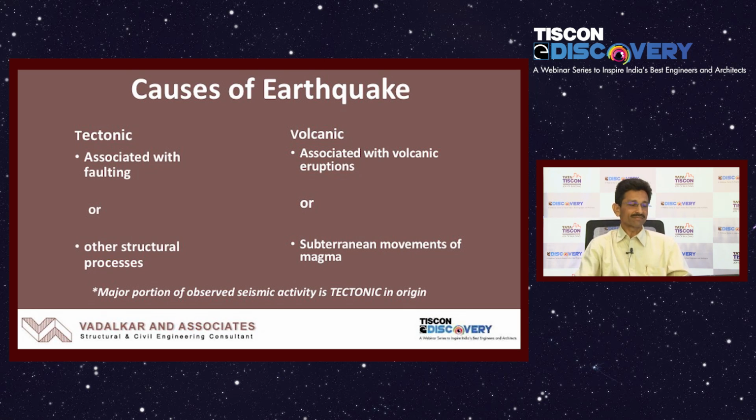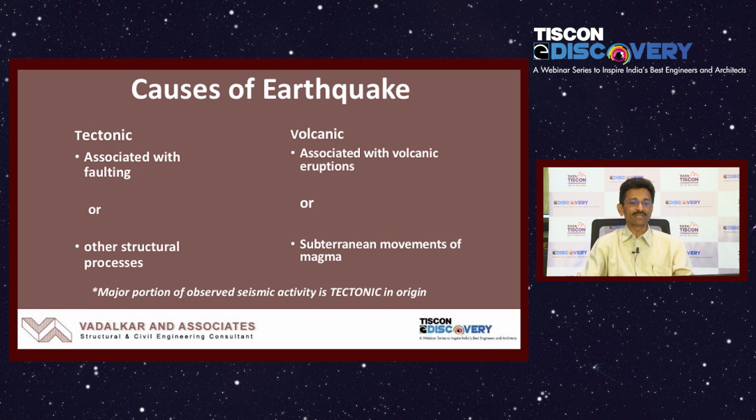Now why is an earthquake happening? What is the cause of the earthquake? So there are mainly two types of causes. One reason is tectonic, and the other is volcanic activity. The tectonic is associated with, of course, faulting or other structural processes.